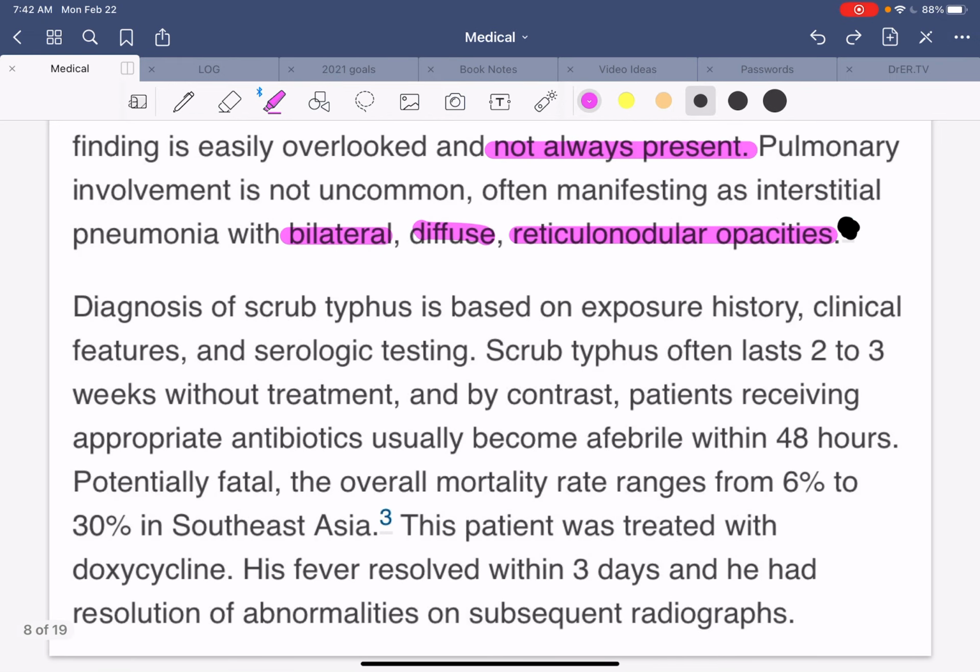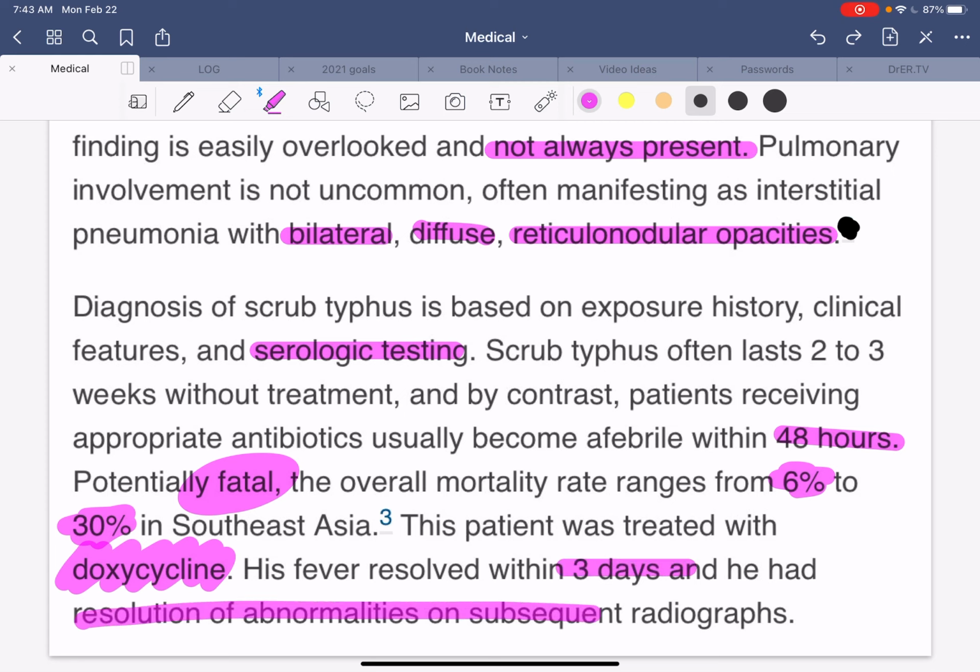Diagnosis of scrub typhus is based on exposure history, clinical features, and serologic testing. It usually lasts 2 to 3 weeks without treatment, and by contrast, patients receiving appropriate antibiotics usually become afebrile within 48 hours. It's a potentially fatal disease. It can kill people, with overall mortality between 6 and 30% in Southeast Asia. This patient was treated with doxycycline, a very common old antibiotic, and his fever resolved within 3 days, with resolution of abnormalities on the x-rays that followed.